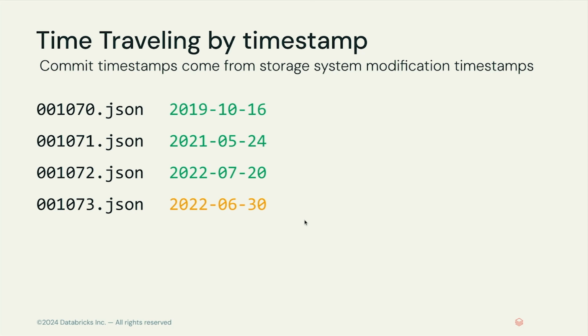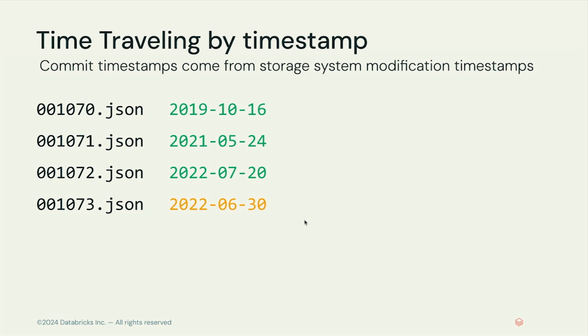Then we have JSON 1071, and that's May 24th, 2021. Who wants to guess what that was? All right, Delta Lake 1.0 is officially released. Then we have July 20th, 2022. Who wants to guess this one? What comes after 1? 2. And then we have a date that's actually behind it. What do we think happened on June 30th? Nothing, I just needed a date to go back in time.